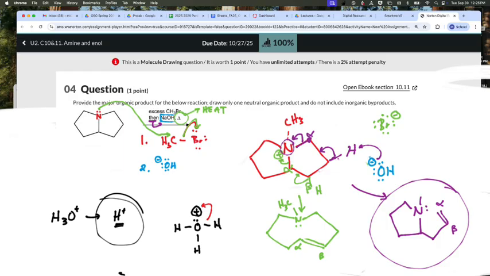Can you show us what it looks like? The Newman projection, I'm just trying to visualize it. Like what a Newman projection is? No, I know what that is, but with this actual shape.